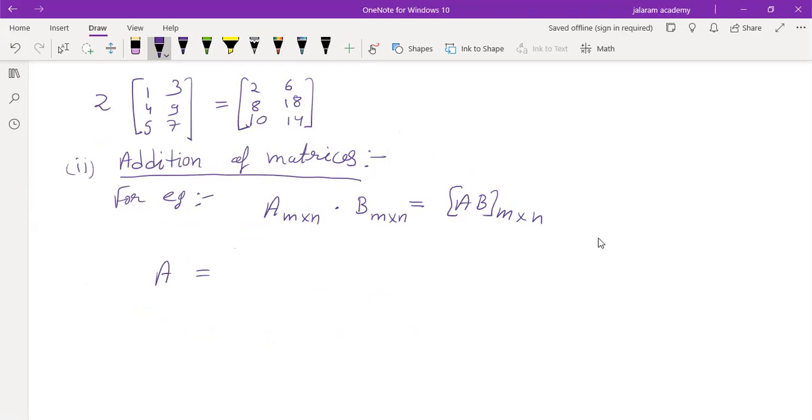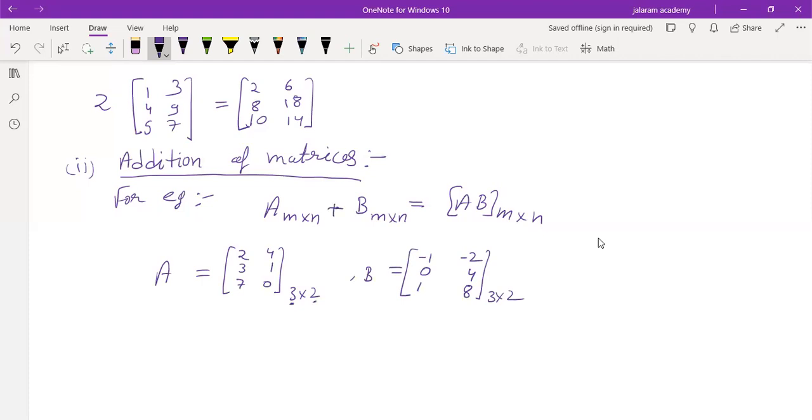So example, if matrix A is of order 3 cross 2. 3 cross 2 means what? It has 3 rows and 2 columns. So we write 2 4, 3 1, 7 0. And the second matrix is B equals to -1 -2, 0 4, 1 8. So its order also must be 3 cross 2. Is that clear to you?